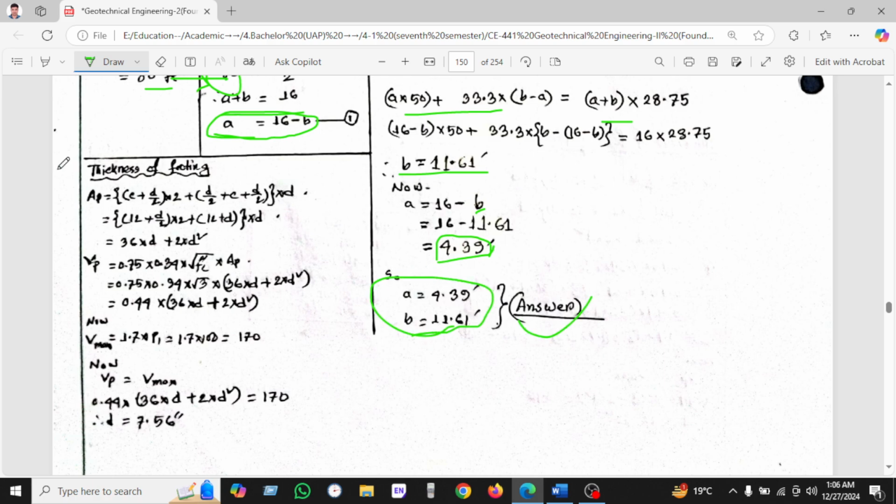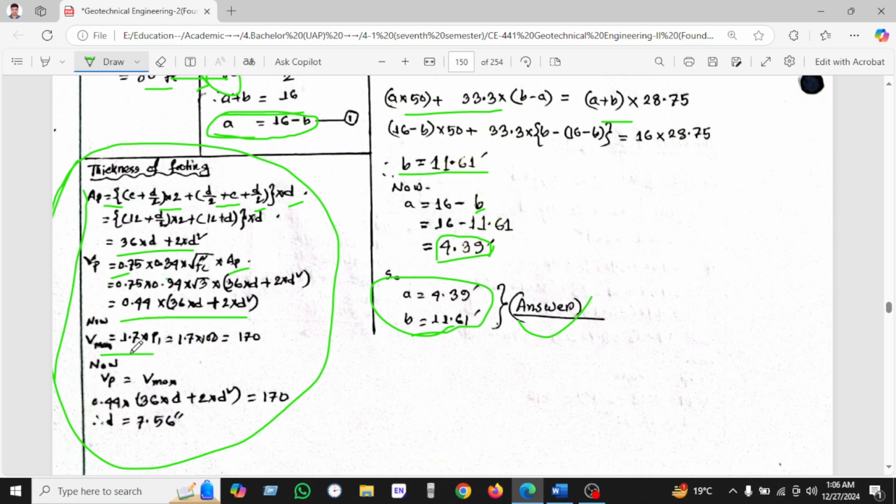So a is 4.39 and b equals 11.61. This is our answer. So now we'll see the extra portion, how we'll calculate the thickness. This is the AP, we know C plus D by 2 into 2 and D by 2, C plus D by 2 into D, and found this equation. And the punching force equals 0.75 into 0.30 by root f'c into AP, and found this equation. And the maximum load is coming 1.7 into P1 and found 170.